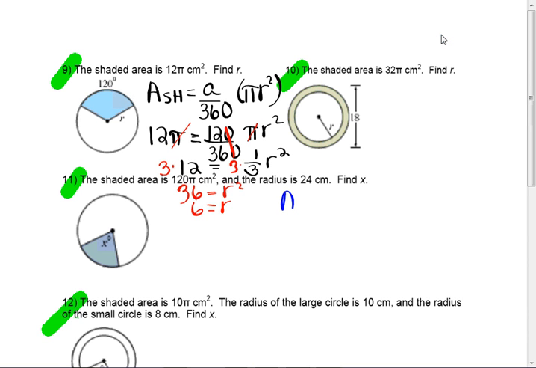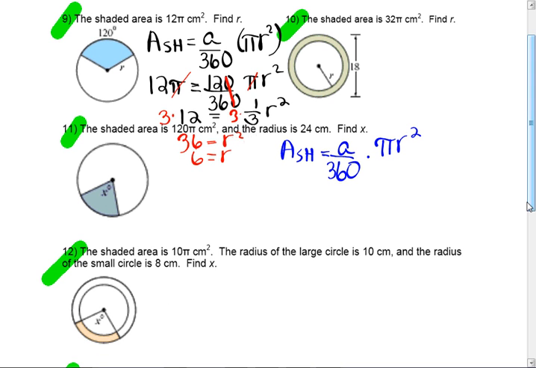Okay, area of the shaded region is equal to A over 360 pi r squared. Okay, Zach, what's the shaded region? The shaded region is 120 pi. No, this is going to go down on the board because there's a lot to do here. 120 pi x over 360, and it's pi times 24 squared.